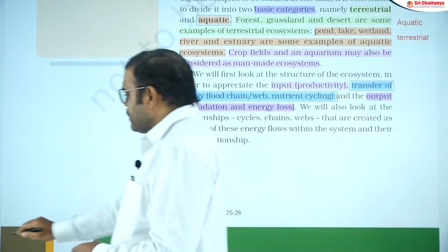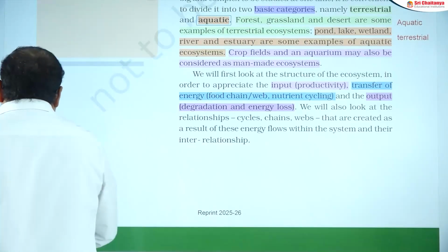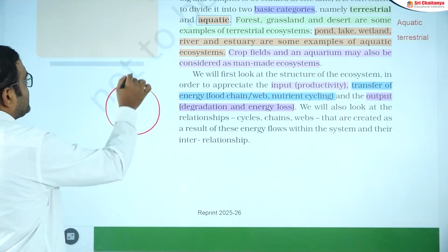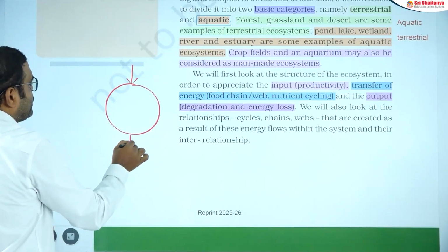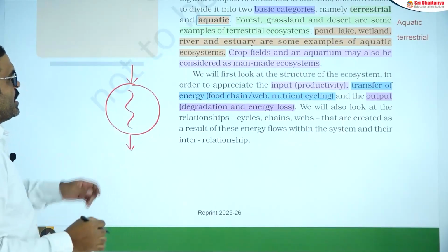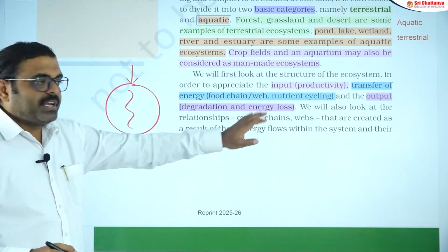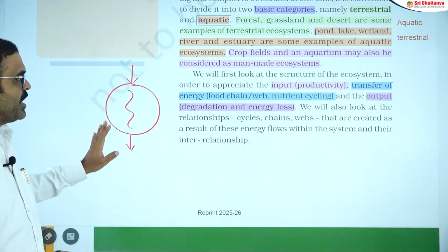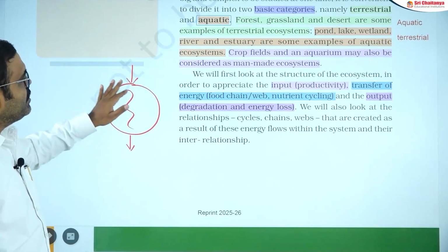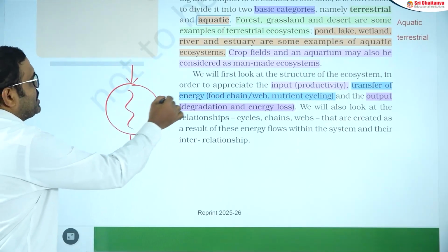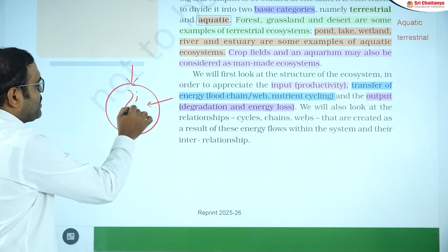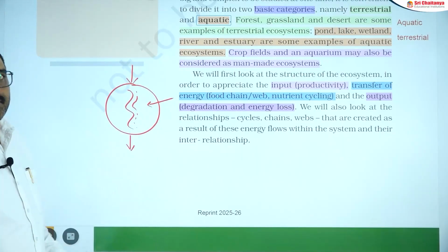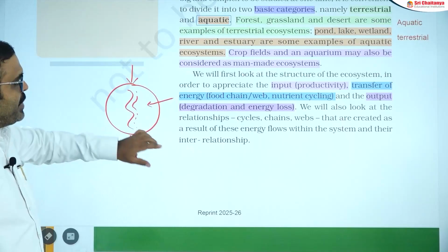If you consider the ecosystem as a component, that ecosystem consists of input, output and energy transfer. Input will be considered as productivity, and output will be considered as degradation and decomposition, and energy loss. The middle one is transfer of energy, that is, movement of energy from one trophic level to another trophic level. That is the basic point.